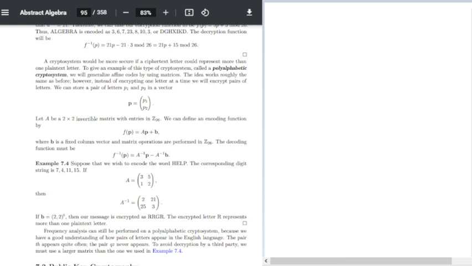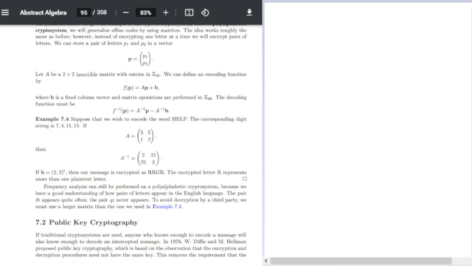Example 7.4. Suppose that we wish to encode the word HELP. The corresponding digit string is 7, 4, 11, 15. If A is equal to [3 5; 1 2], then A^-1 is equal to [2 21; 25 3]. If b is equal to (2, 2)^T, then our message is encrypted as RRGR.